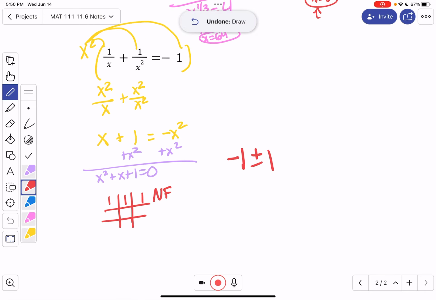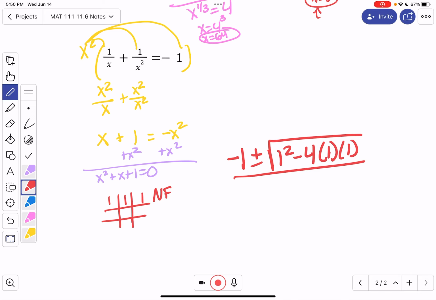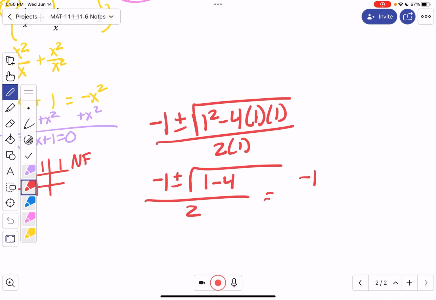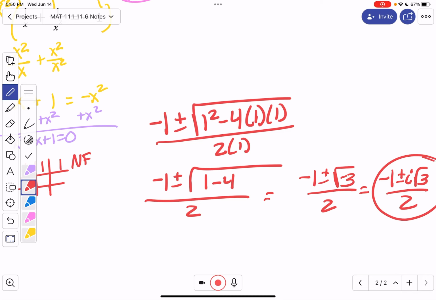Opposite of b, plus or minus, the square root of b squared minus 4ac all over 2a. 1 squared is 1. Negative 4 times 1 times 1 is negative 4. 2 times 1 is 2. 1 minus 4 is negative 3. And that negative is going to come out as an i. So we get our solutions this way.